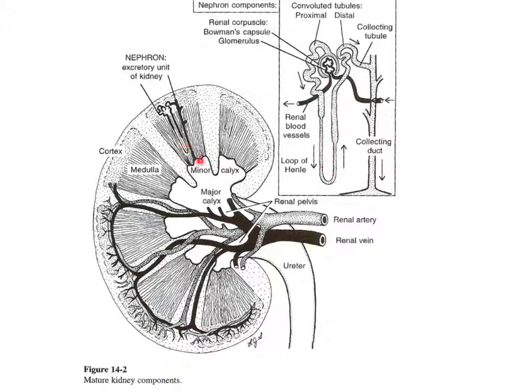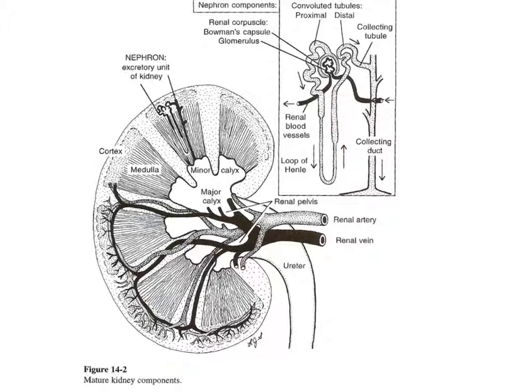You can see that on this diagram here. It's called a loop of Henle, and for the purposes of this we talk about a descending limb of the loop of Henle, and also an ascending limb of the loop of Henle. We'll look at that in a little bit more detail.